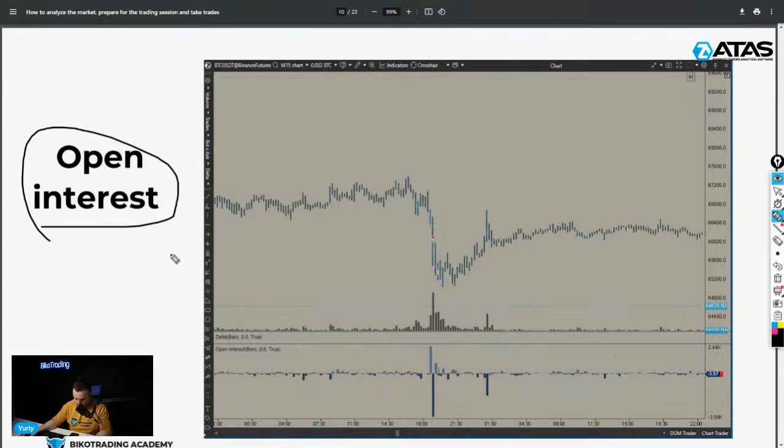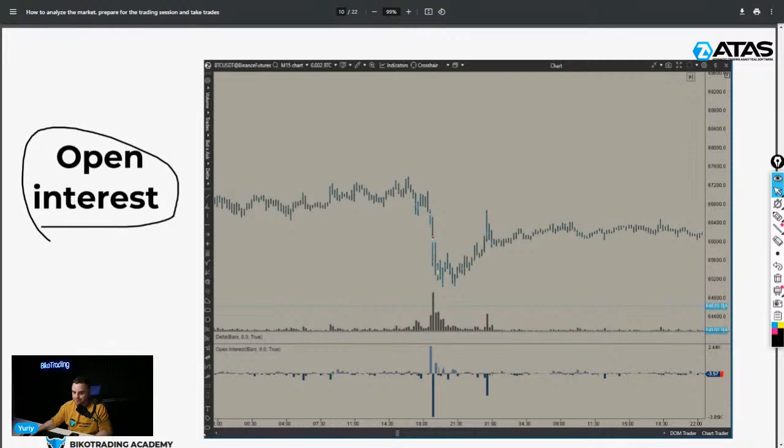Write plus into the chat if you know what open interest is. Write minus if you don't know what open interest is. Why is it a super big advantage compared to many other markets? Why is it a super big advantage?